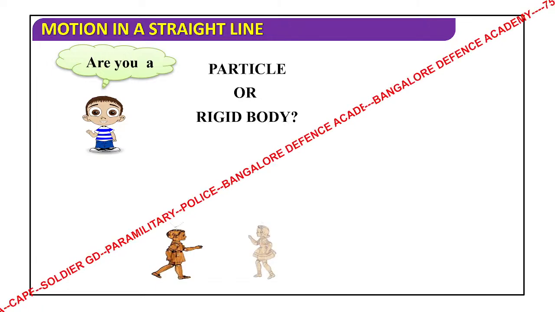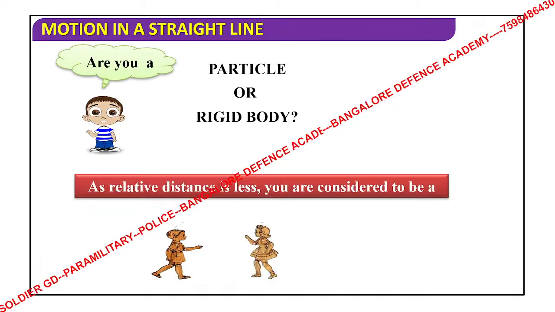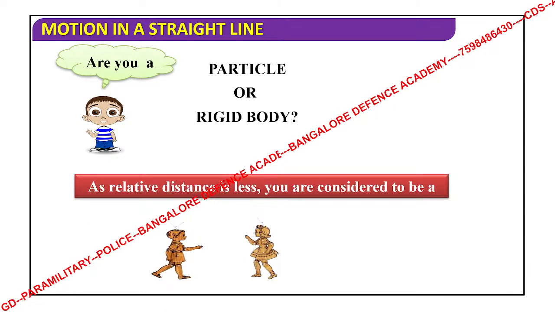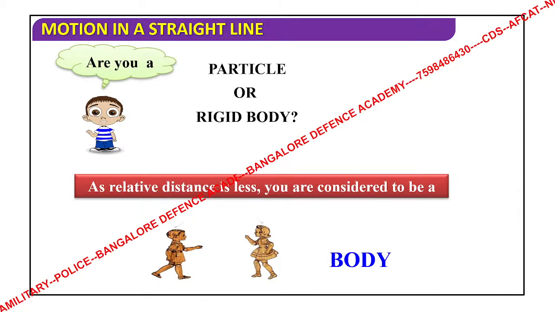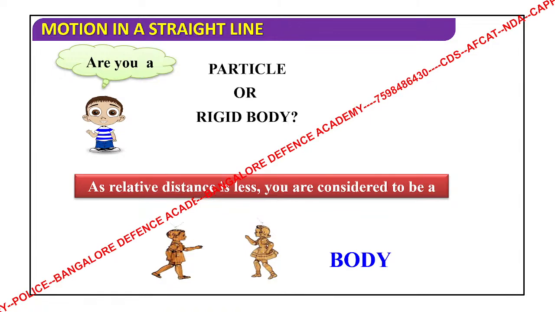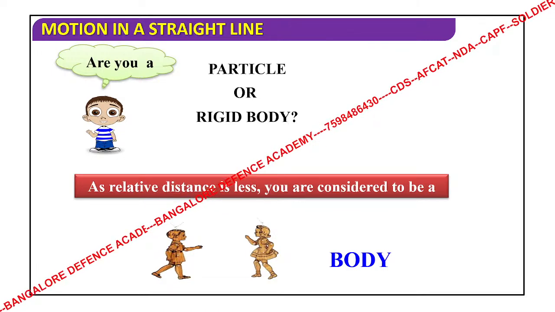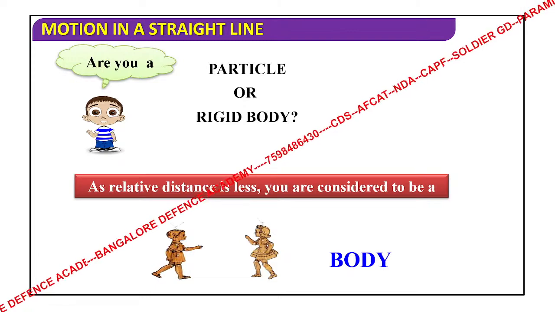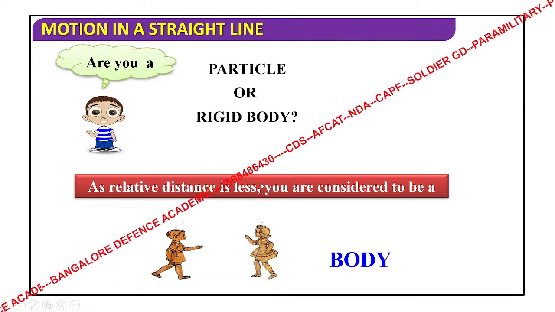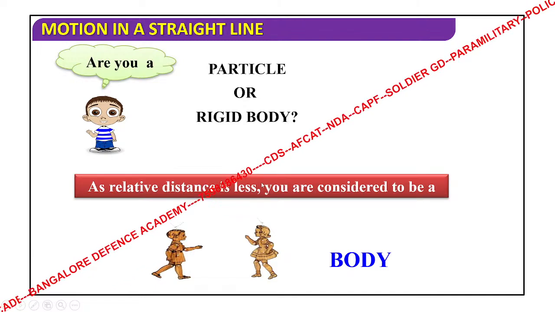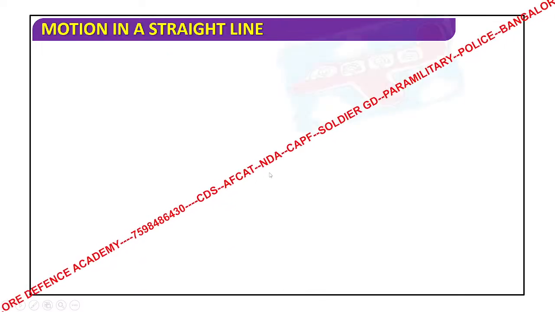Yeah. So now imagine, as relative distance is less, you are considered to be a body. So imagine here down you have two kids. As the distance between them is getting lesser and lesser, they find themselves as a body. But if they are very far, we call them as a particle.